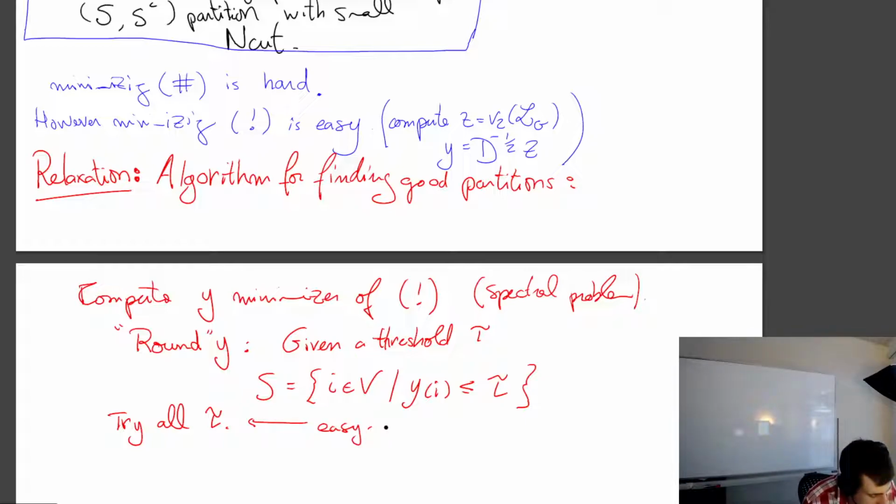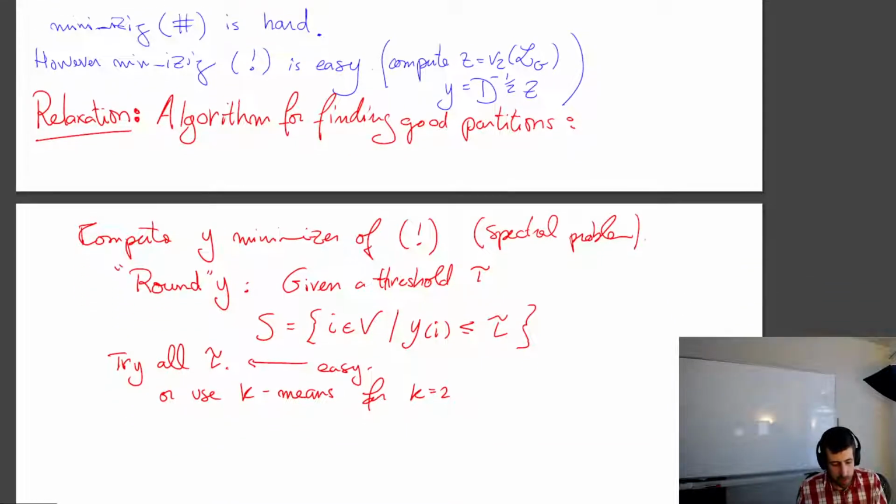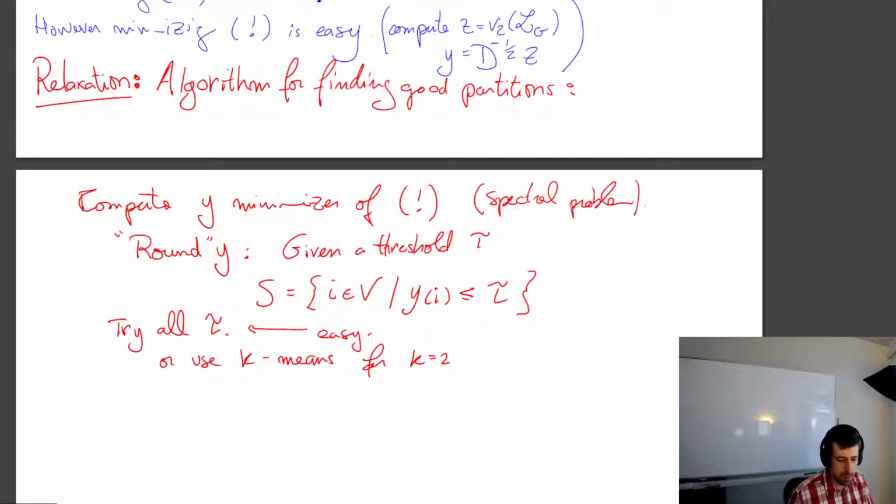Or you can just use two means, or use k-means for k equals 2, on the values of the entries of y. Okay, this seems now like a very simple algorithm, right? Certainly it is very well motivated by the things that we described. And this is the idea of a relaxation, a relax and round type algorithm. They're very popular in many fields, including computer science.